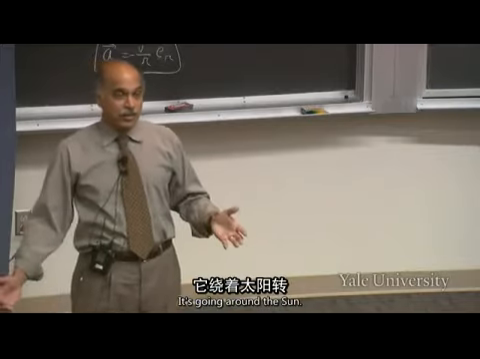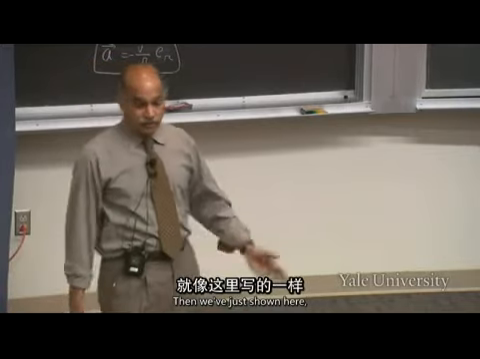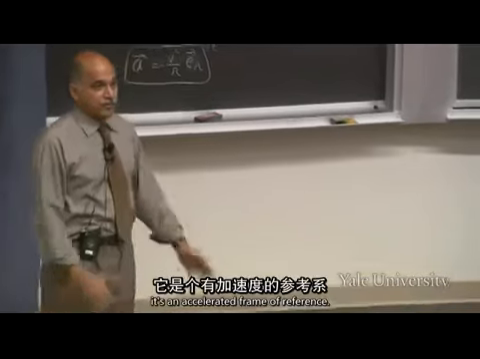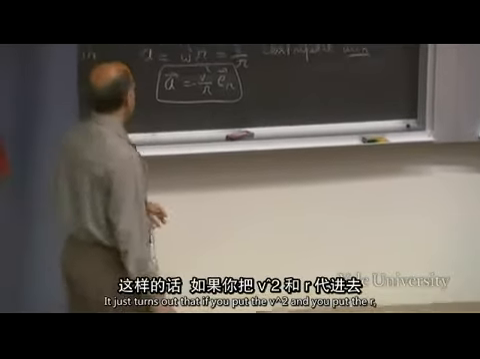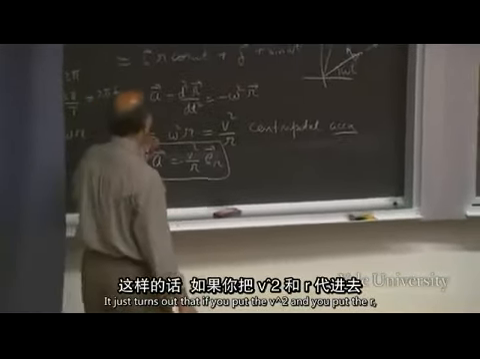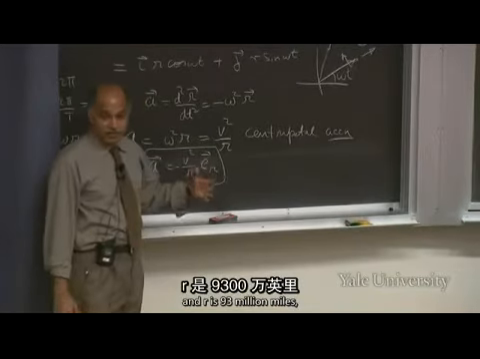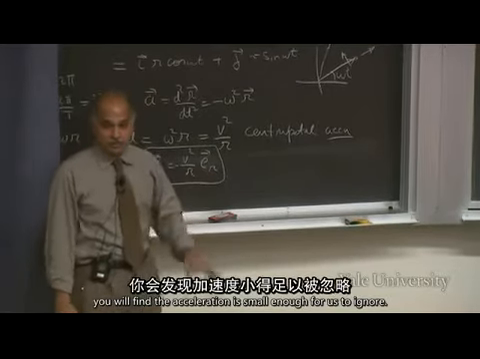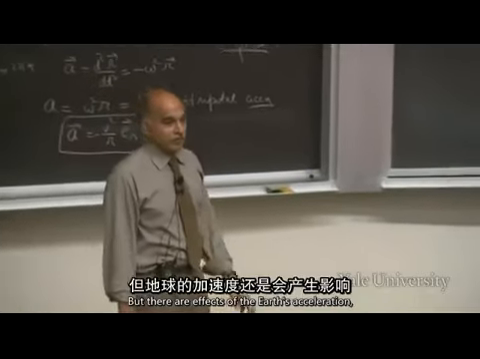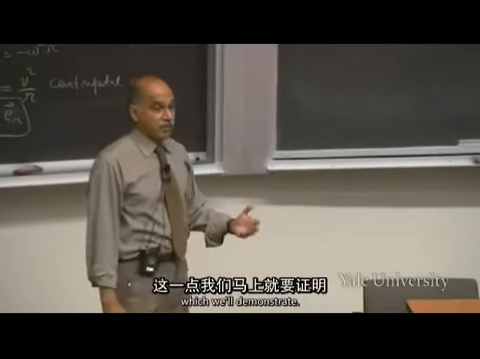It's going around the sun. Let's imagine it's a circular orbit. Then we've just shown here it's an accelerated frame of reference. It just turns out that if you put the v squared and you put the r, r is 93 million miles, you will find that acceleration is small enough for us to ignore. But there are effects of the Earth's acceleration which we will demonstrate.